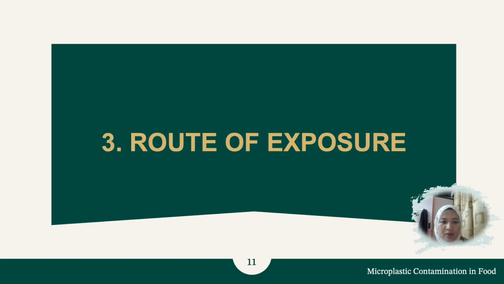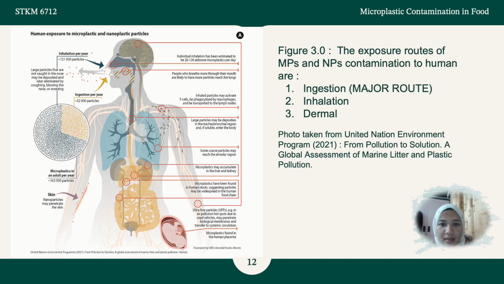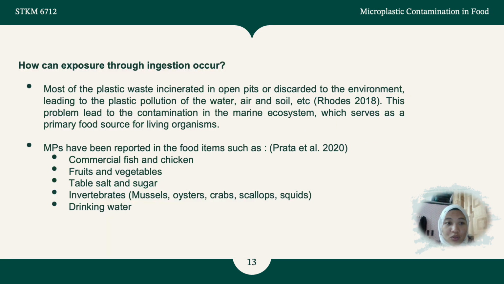I will continue with the third part of the presentation, which is routes of exposure. Figure 3.0 shows the exposure routes of microplastic contamination to humans. First, ingestion. Second, inhalation. And it also can be exposed through dermal. The major exposure route of microplastic to humans is ingestion. So, how can exposure through ingestion occur?